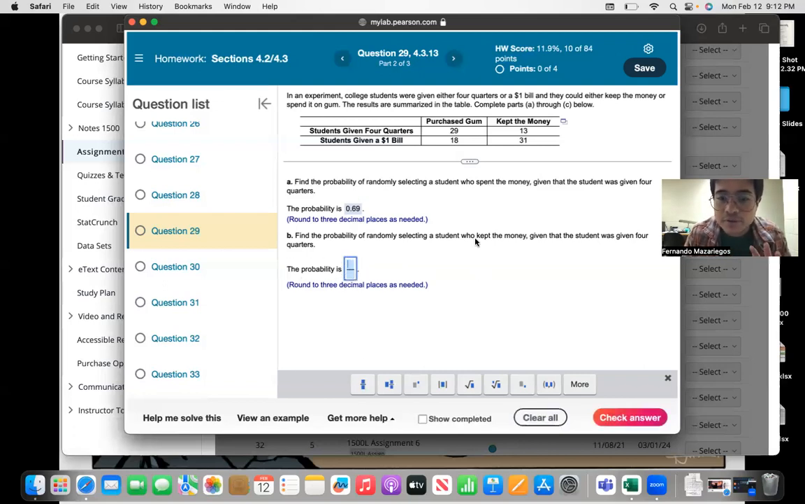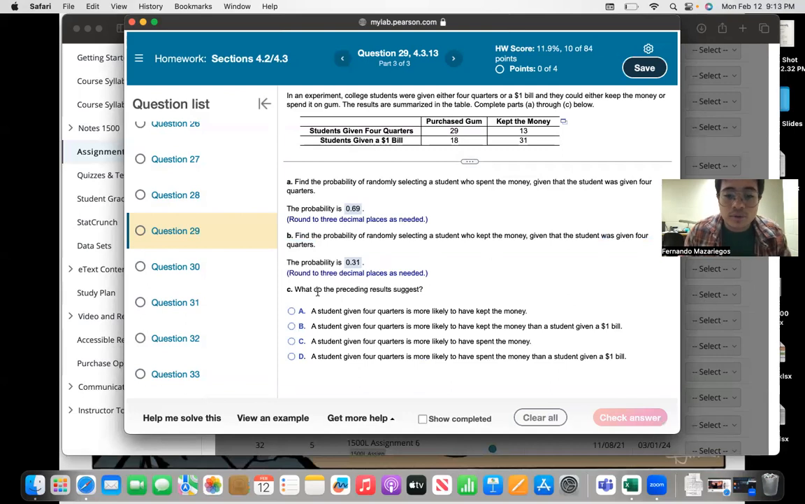So I'm interested right now in the students who kept the money and were given 4 quarters. How many of those do we have? We have 13 of those. But again, I'm not going to divide by the total because I really care about the students who were given $1 bill. I know I'm not selecting from those. I'm only selecting a student who was given 4 quarters. So I only focus on the first row. So we would get 13 over 29 plus 13, and that would be 0.31, rounded to 3 decimal places.